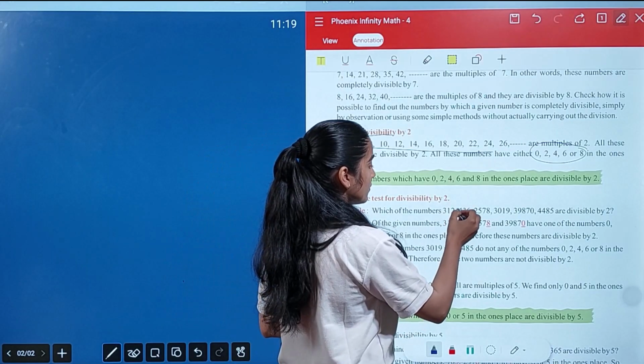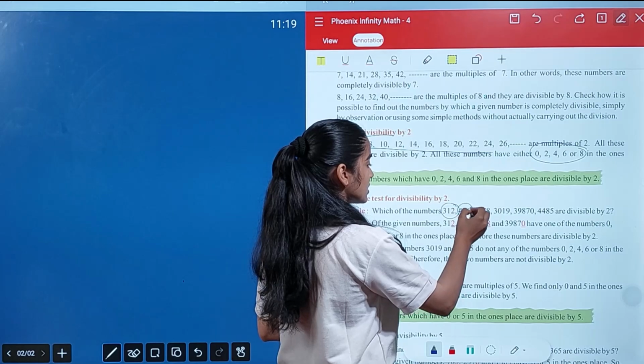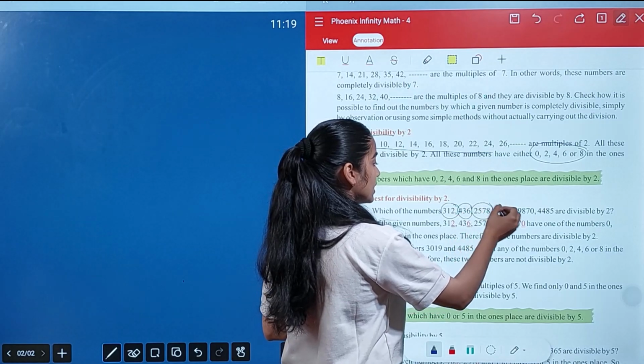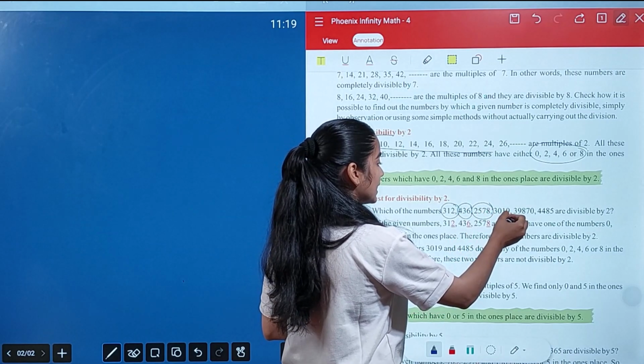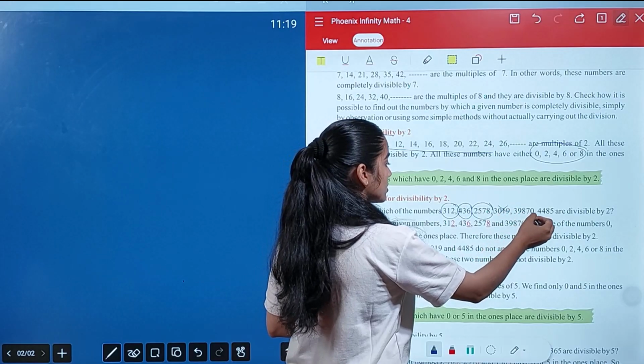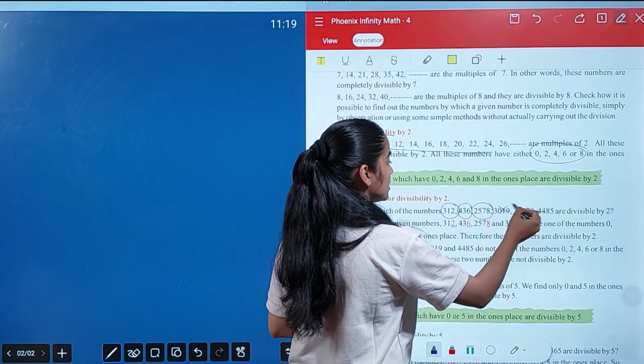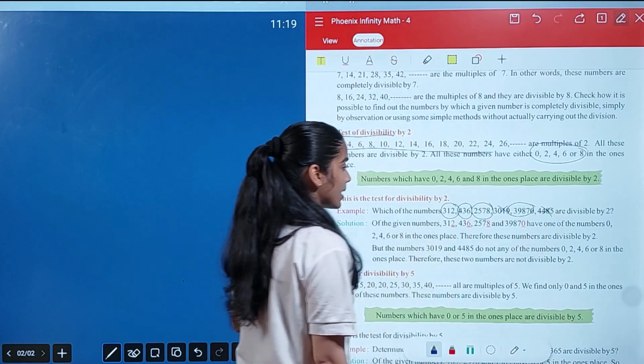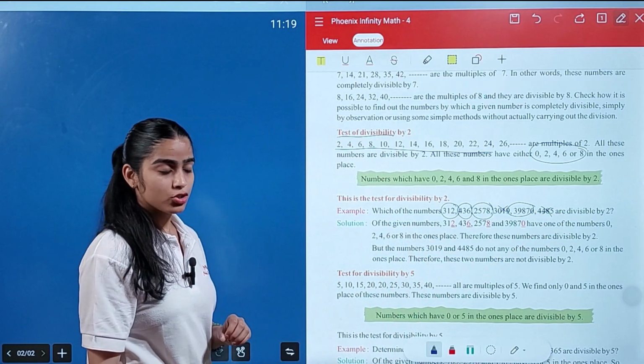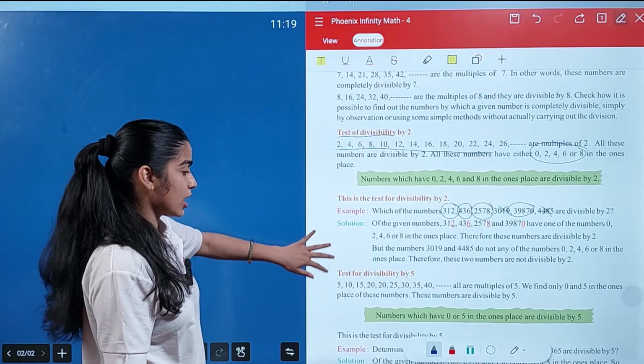So 312, yes. 436, yes. 2578, yes. 3019, no. 0 is also one of the digits, so yes. 85, no. So by this you can easily identify which numbers are divisible by 2 and which are not.